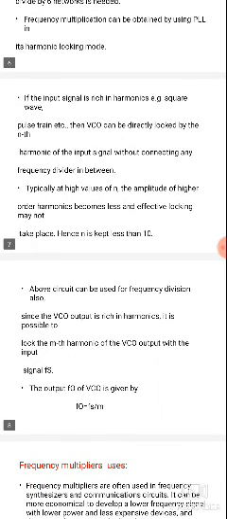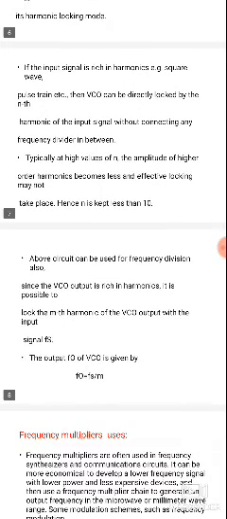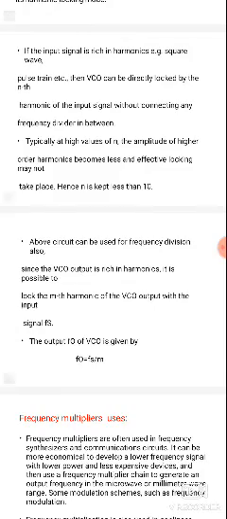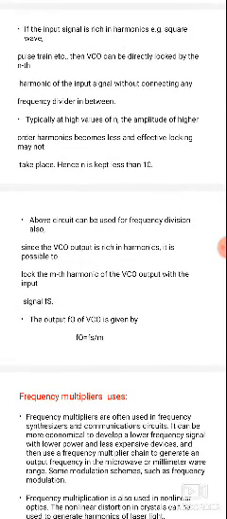Typically, for high values of N, the amplitude of higher order harmonics becomes less effective and locking may not take place. Hence, N is kept less than 10. If the value of N is 10 or above, the amplitude of higher order harmonics becomes less effective, which means it doesn't work properly. The harmonics become less effective and locking may not take place. So the locking will be impossible.